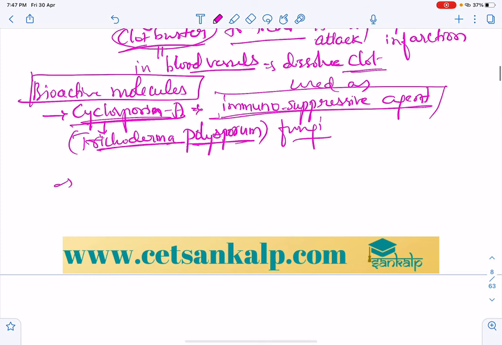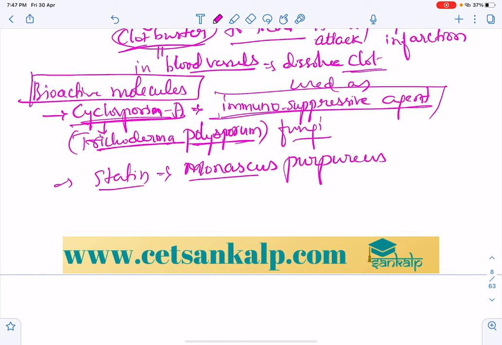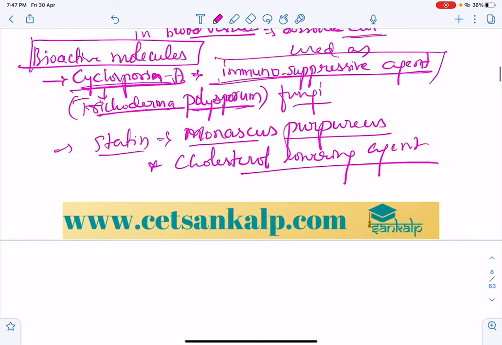And then one more, statin. Statin is obtained from Monascus purpureus. It is used as a cholesterol lowering agent, to lower the cholesterol content.